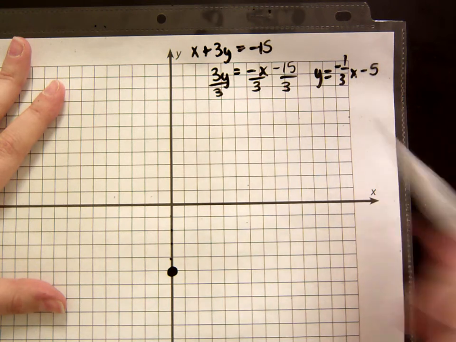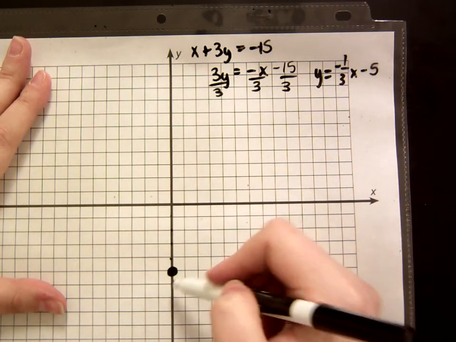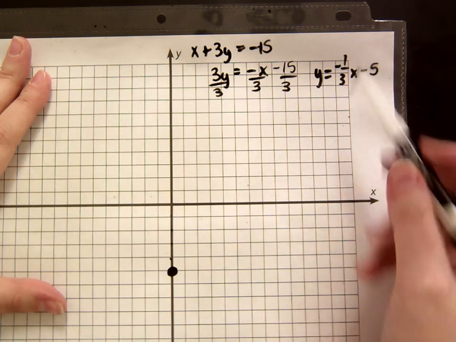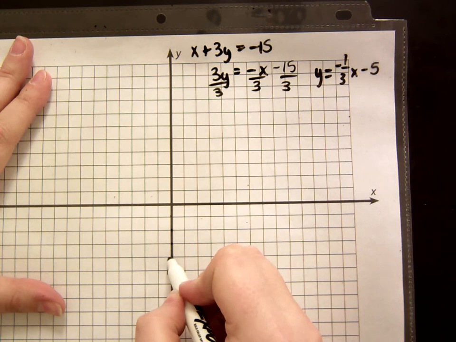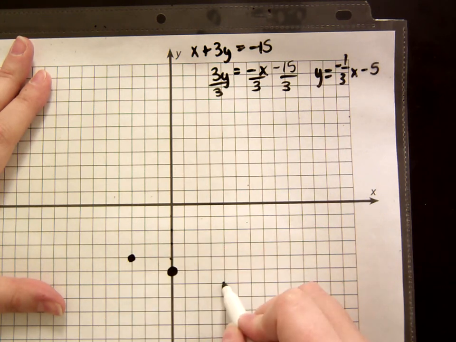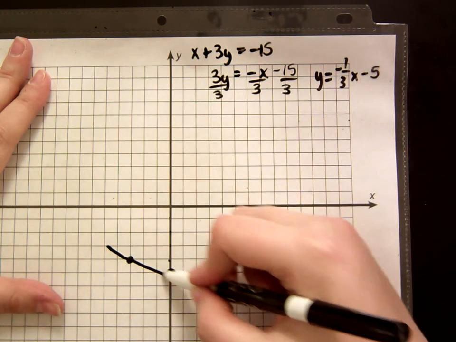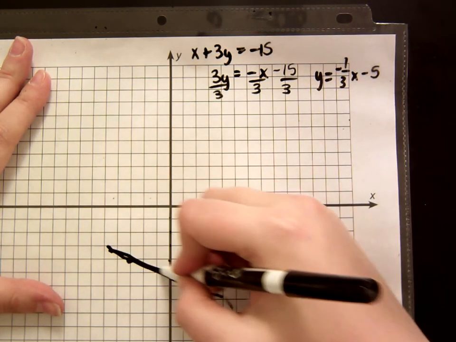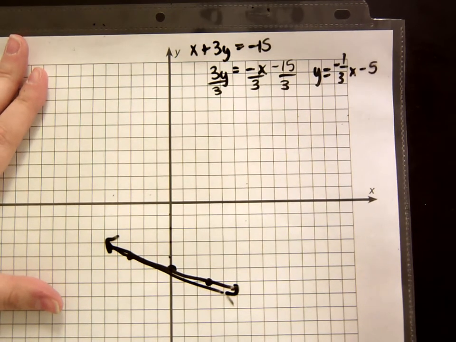And my slope is negative 1/3. Remember, negatives slant down and to the right, so it's going to go this way. So negative 1/3. From the intercept, I can go up 1 and left 3, or I can go down 1 and right 3. But when I connect the dots, and it's probably a good idea to use a straight edge, I'm not very good at drawing straight lines here, but when you connect the dots, you get your line.